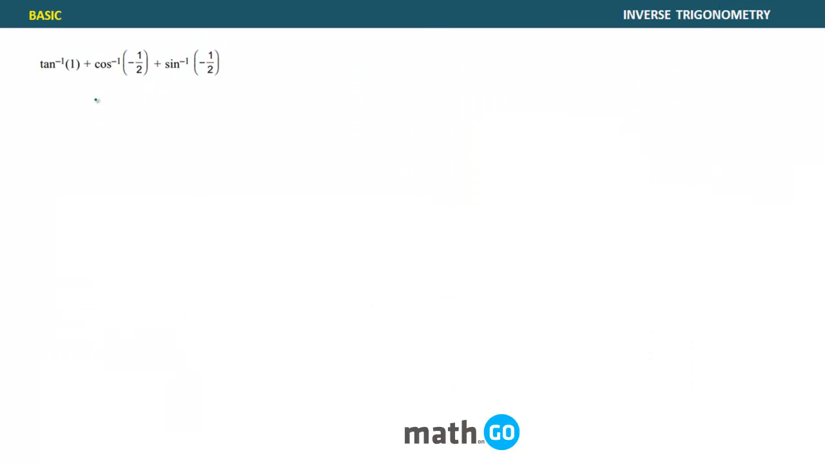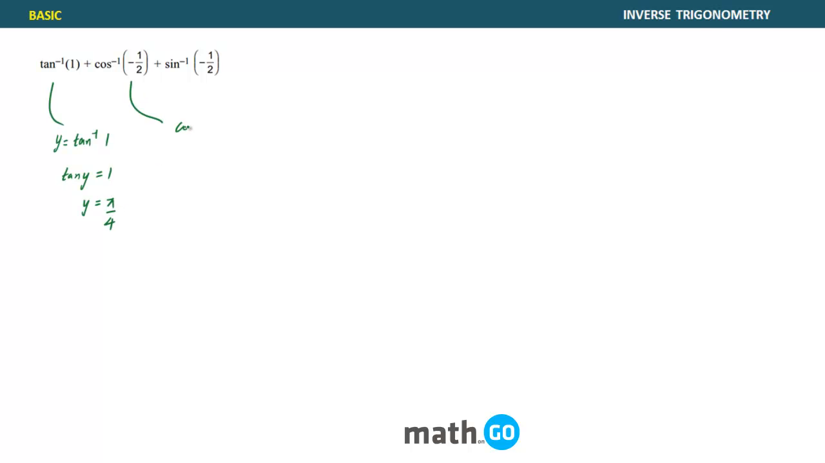Let's take a basic question to understand the concept. It is tan inverse 1 plus cos inverse minus 1 by 2 plus sin inverse minus 1 by 2. Let's solve individually. What is tan inverse 1? You can say y is equal to tan inverse 1, or tan y is equal to 1. What value of y will be there? Yes, it is pi by 4, right?